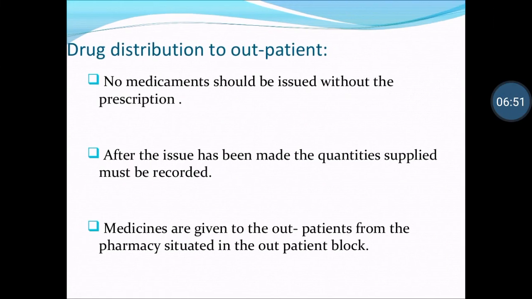Drug distribution to the outpatient: no medication should be given without a prescription. Only if the prescription is produced by the doctor can the medicine be given; otherwise the pharmacist should not give medicine directly to the patient. After the issue has been made, the quantity supplied must be recorded, meaning how much quantity was purchased by the patient should be recorded and saved. The medicines are given to the outpatient from the pharmacy situated in the outpatient block, and how much medicine is given should be mentioned.